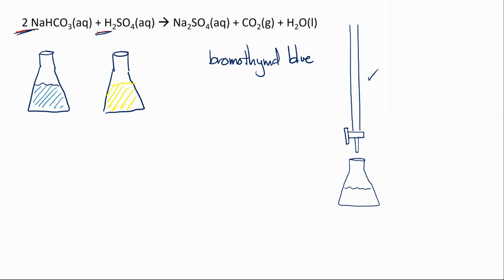We can measure the amount of solution that comes out of the burette, and from that, calculate the moles if we know that concentration, convert it to moles of sulfuric acid, which would be up here, and sodium bicarbonate, which would be down here, and use it to calculate the concentration of sodium bicarbonate in that unknown.